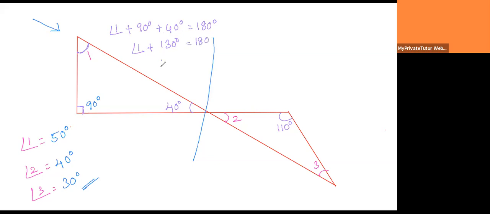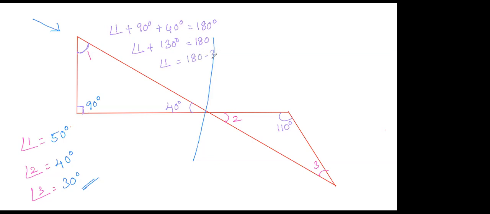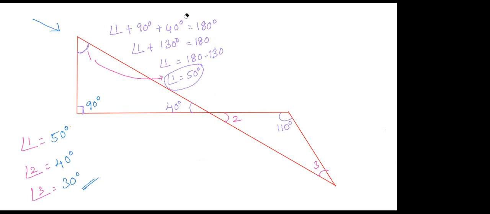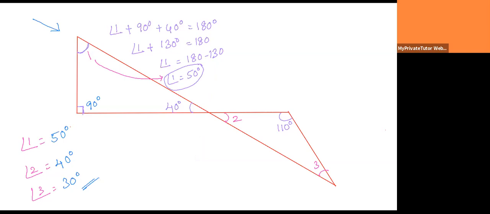And how do you find angle 1? You move that 130 to the other side, which is 180 minus 130. If you subtract that, you will get angle 1 as 50 degrees. That's what I mean to say. We have different ways of doing it, but please stick to this common method. And then how to find the angle 2? It's very straightforward.